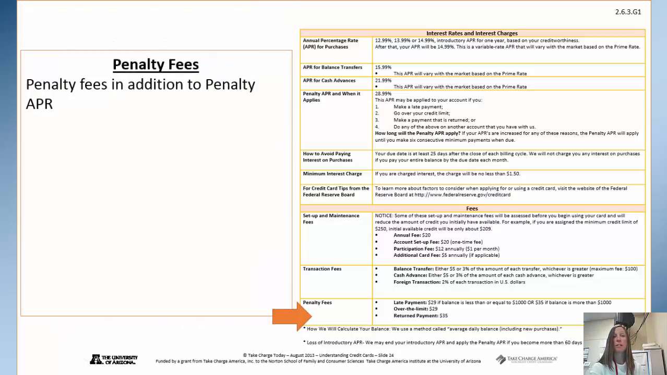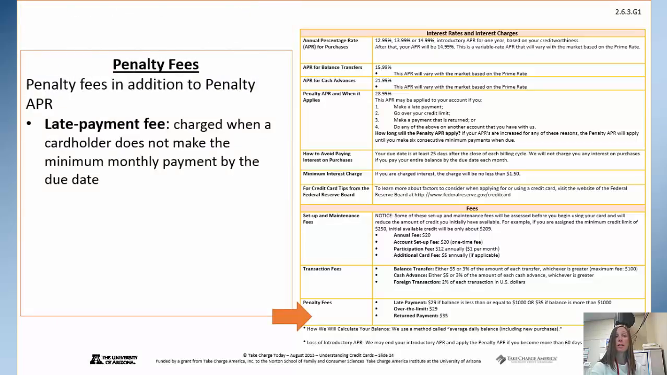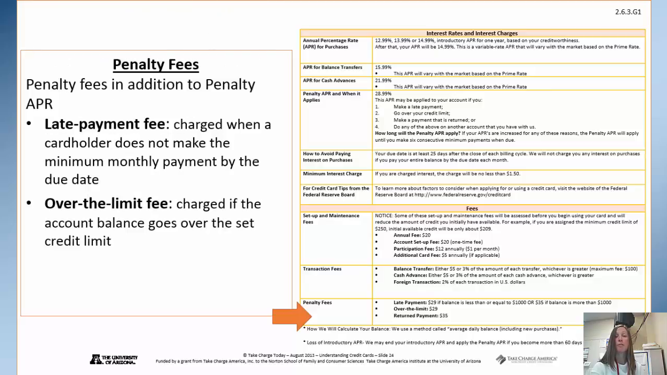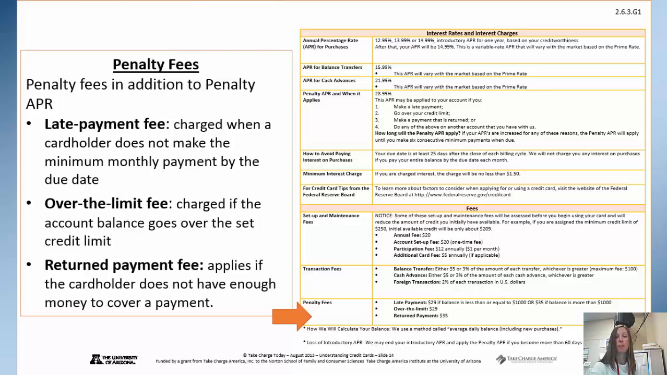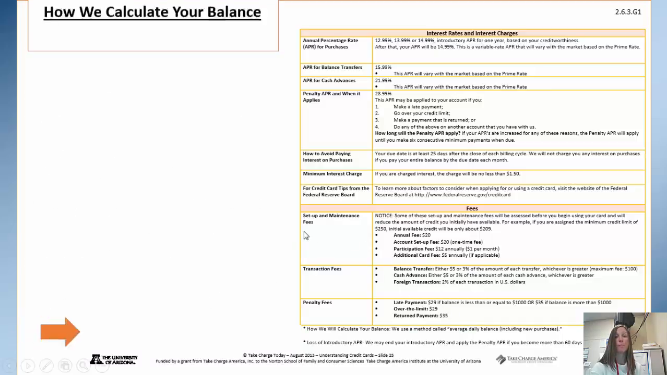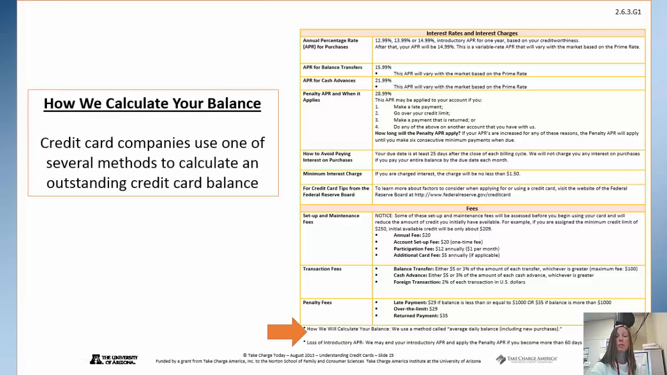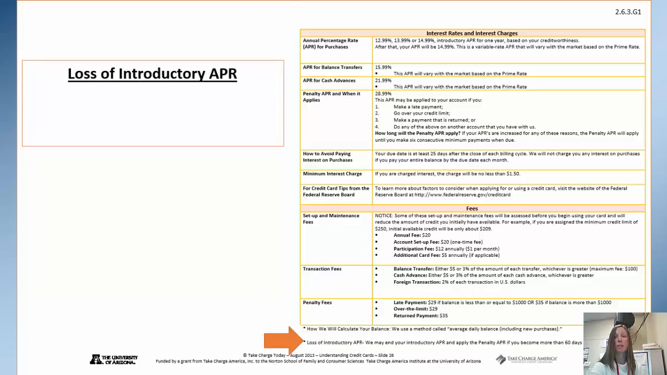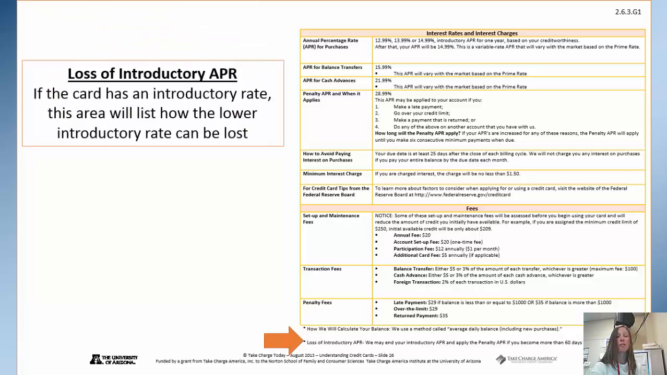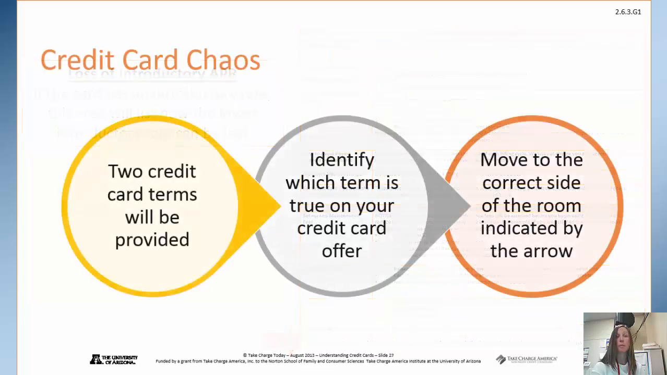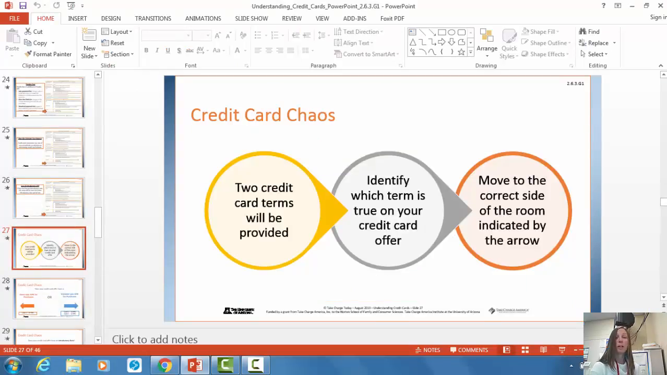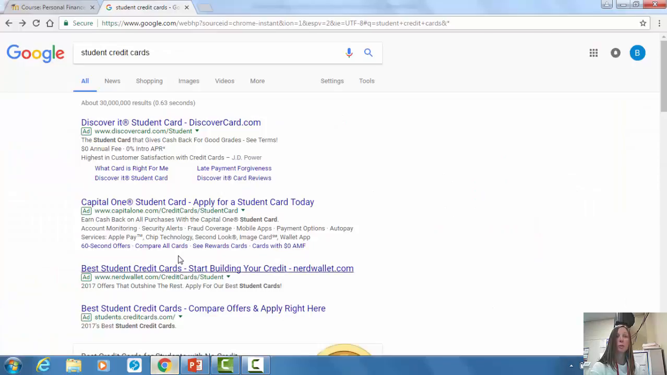And then there are penalty fees. In addition to the penalty APR, if there's a late payment fee, an over the limit fee, or a returned payment fee. And all of those are listed down here with their amounts in this sample card. How we calculate your balance is at the bottom. And credit card companies use different methods to calculate how much you owe and how much percent interest you'll have to pay. And then loss of introductory APR. If the card has an introductory rate, it will say down at the bottom how you can lose that introductory rate.